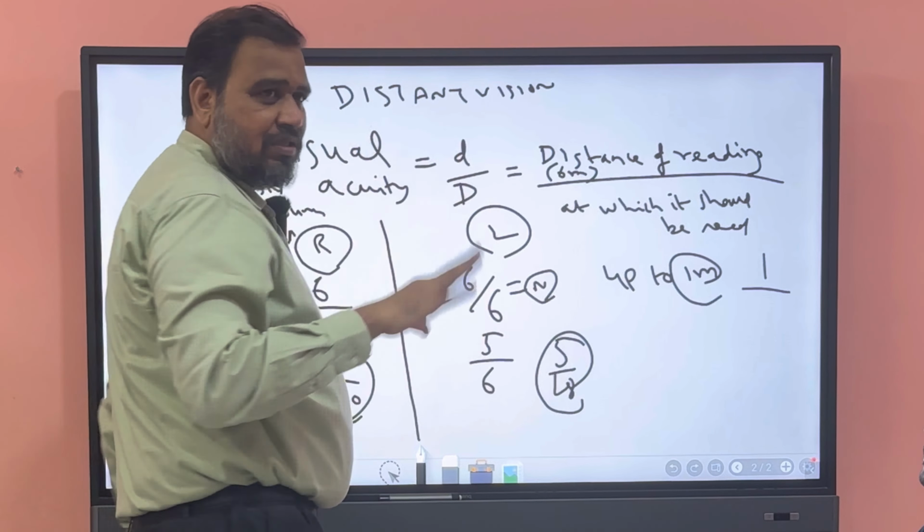And near vision N6, N6, Jaeger's chart. It's not fixed at N6. If he is able to read only the top letters in the Jaeger's chart, it is N36.